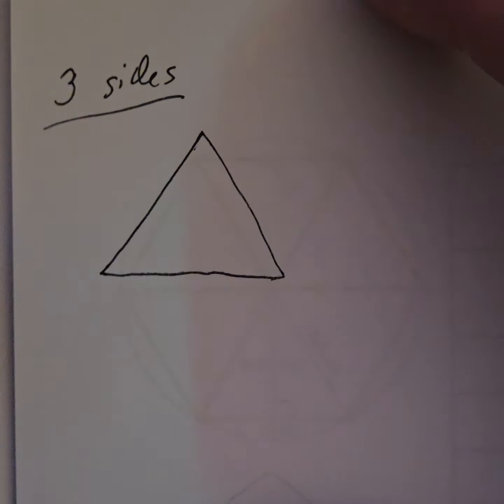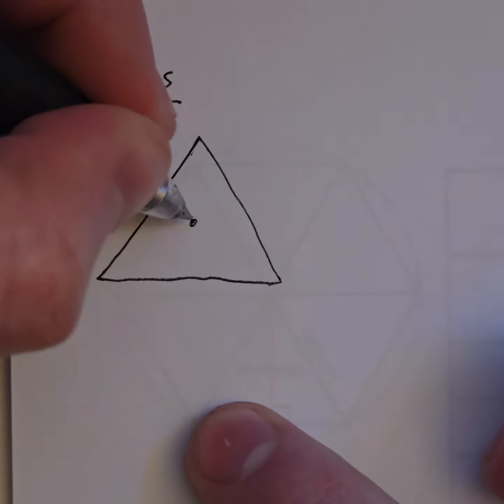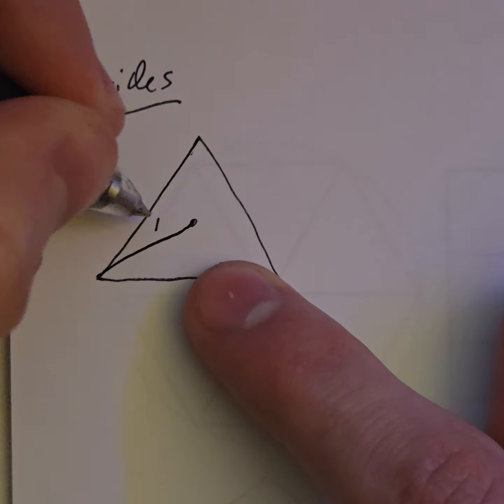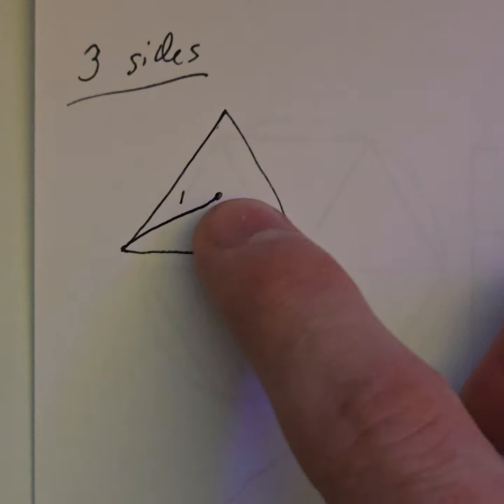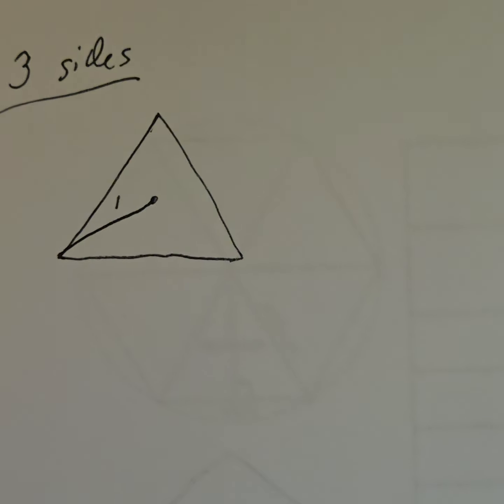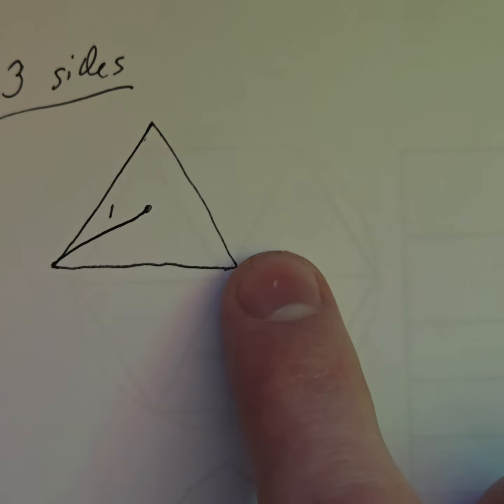So that's why it says equilateral triangle on the back. Now we're going to say the radius is 1. So from the center to a corner, that distance is going to be 1. Okay, so mark that as 1. And now we need to find the area of this.